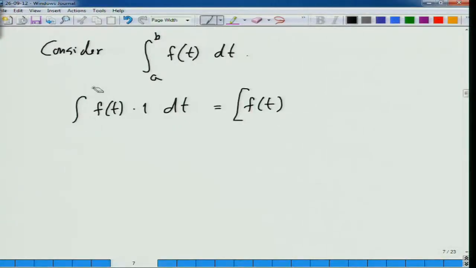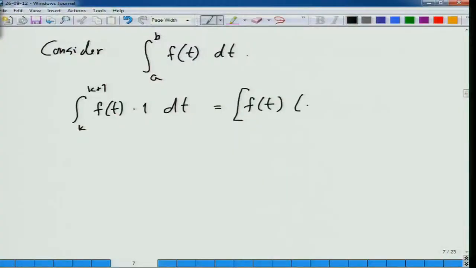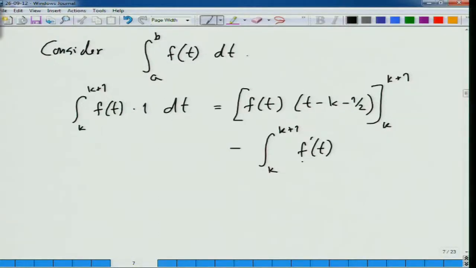Okay. So, now let me do something funny here. I integrate from k to k plus 1, just over one integer. And integrating this, I get t, but actually there will be a t plus, I can bring in any constant here. So, I will integrate this to t minus k minus half. I am perfectly within my rights to do this. Then the other part is negative f prime t, and then I integrate the one in the same fashion. So this becomes t minus k minus half dt.